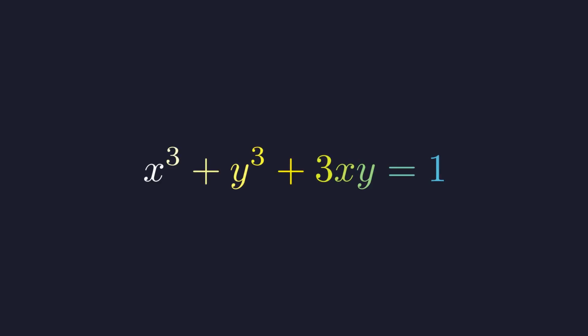Let's explore the set of points that satisfy x cubed plus y cubed plus 3xy equals 1. In math, the word locus just means the shape or collection of points that fit a certain rule. What kind of shape do you think this equation describes?